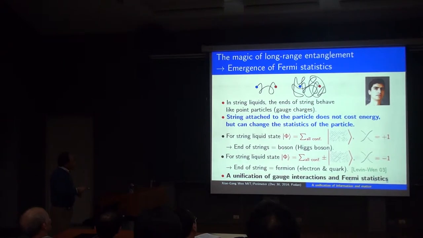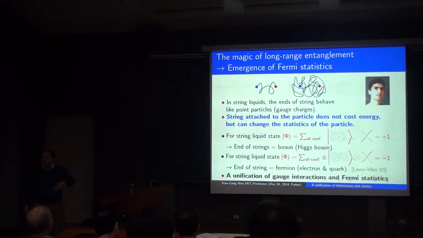So therefore, using string liquid, we can really unify gauge interaction and Fermi statistics. Gauge interaction, like Coulomb interaction, and Fermi statistics are actually the same phenomenon of quantum entanglement. It's a particular long-range entanglement that can give rise to gauge interaction and Fermi statistics in the same framework. So that's what we mean by a unification of gauge interaction and Fermi statistics.